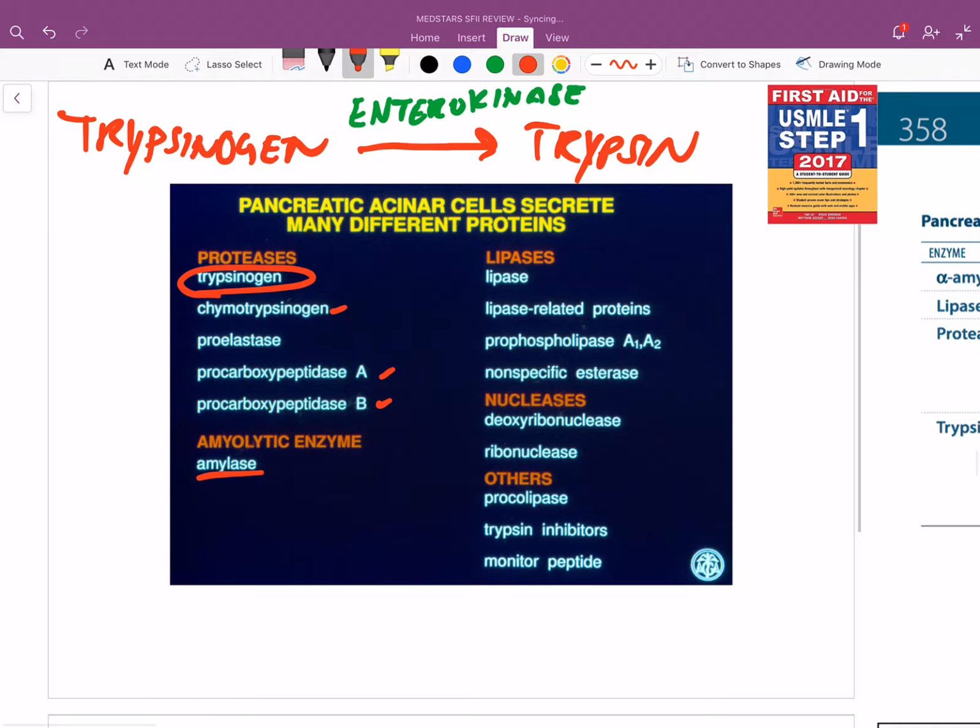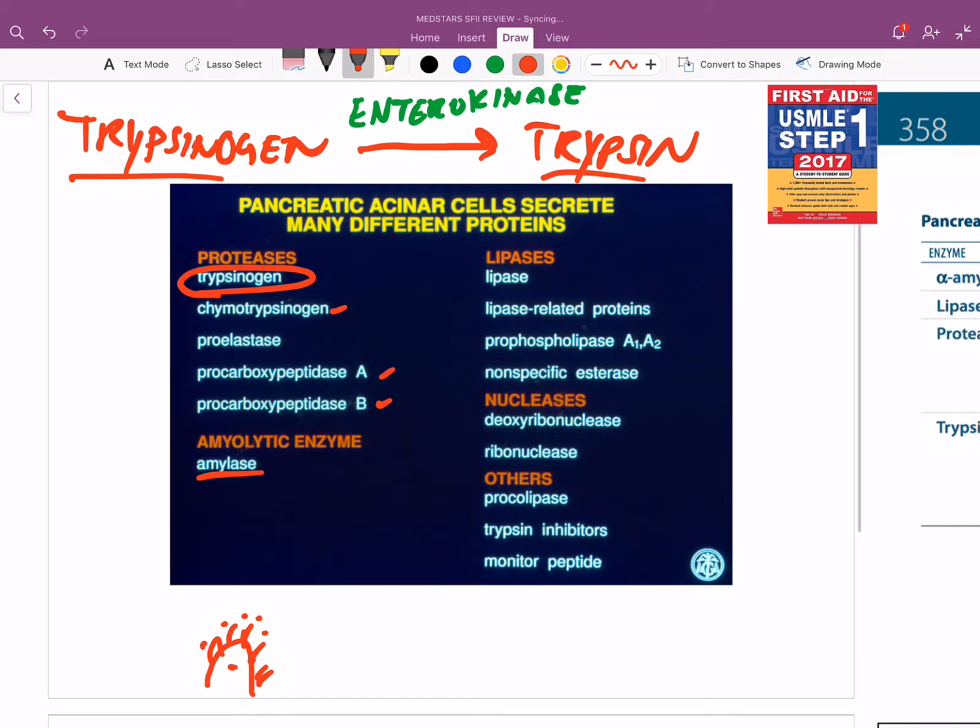What is enterokinase? Enterokinase is a brush border enzyme. You guys remember that in the small intestine you have these villi and they have cilia and stuff like that. So we call that the brush border, right? These brush borders have enzymes on them, and these enzymes are the ones that act on trypsinogen to convert it from trypsinogen to trypsin, right?